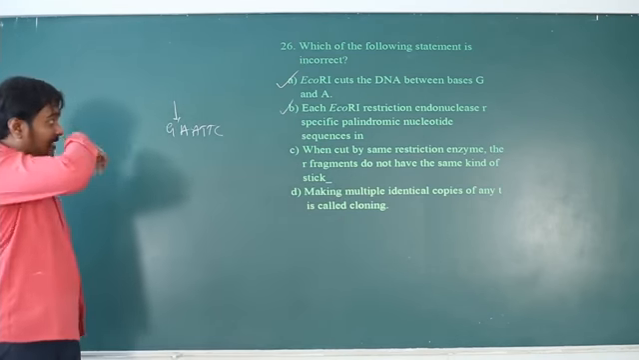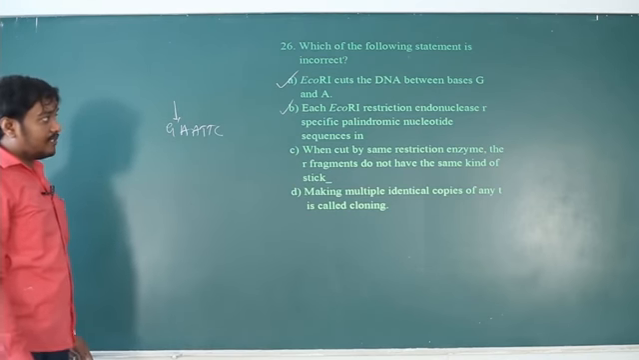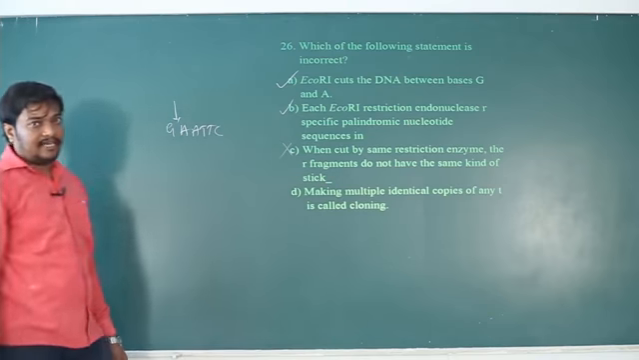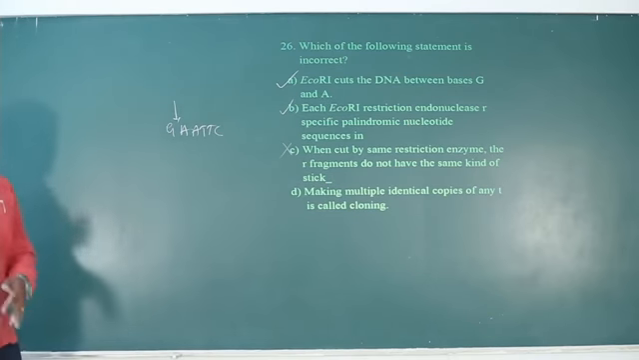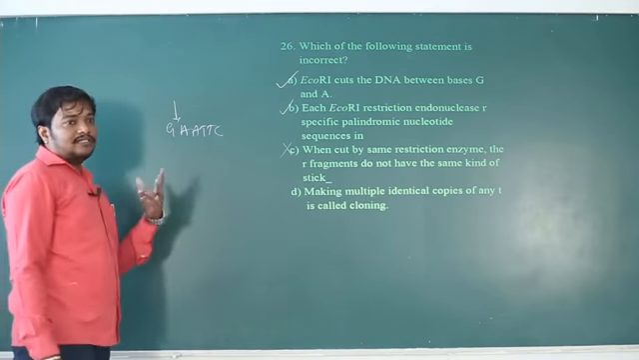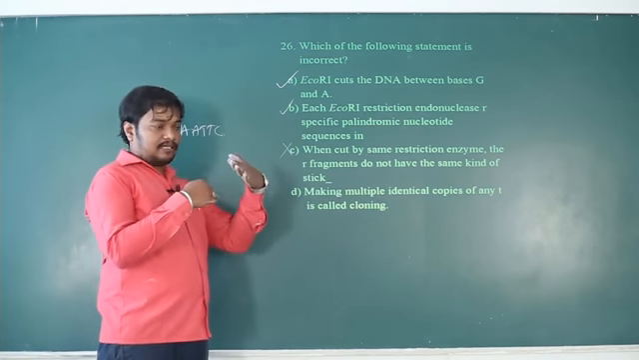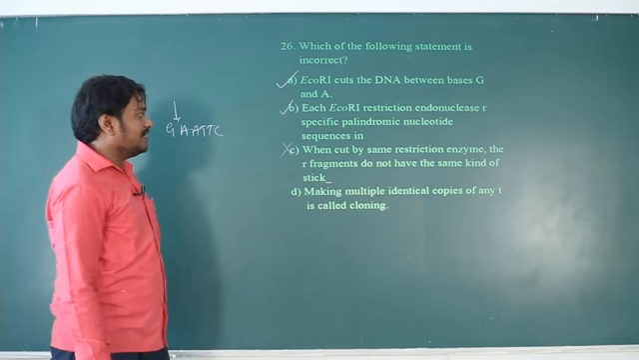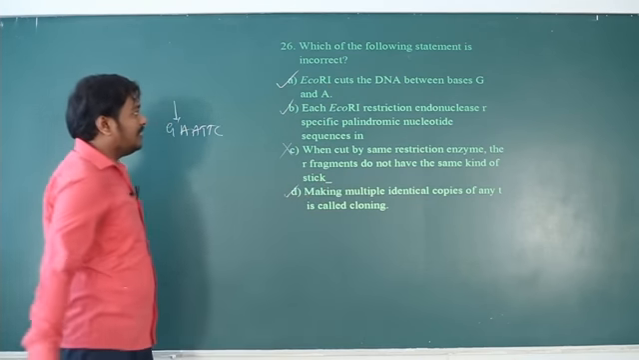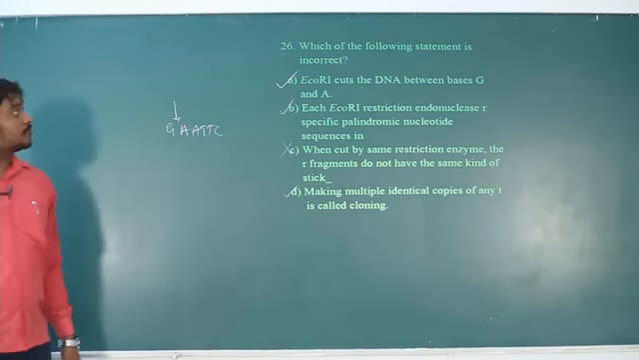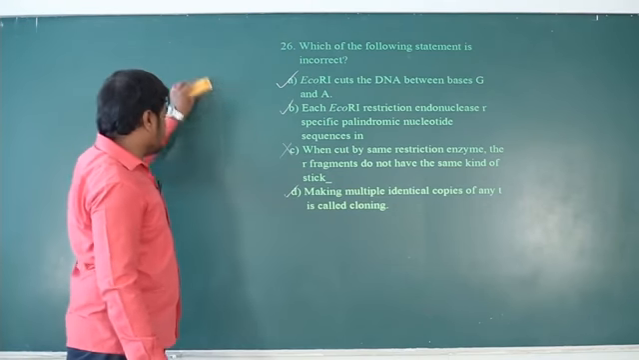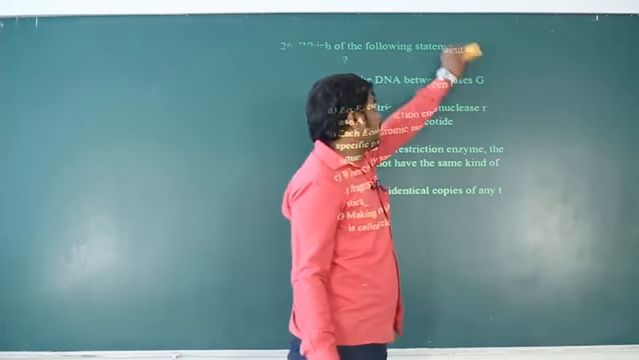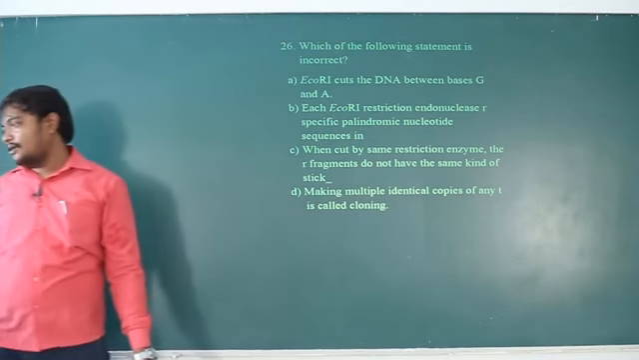That is also right. When cut by the same restriction enzyme, the fragments do not have the same kind of sticky ends. No. When you use the same restriction enzyme to cut the plasmid and the isolated desired DNA, both have the sticky ends. Then only can we join the DNA. Making multiple identical copies of any DNA is called cloning. Yes, it is right. So the incorrect option is this: if you use the same restriction enzyme, it should create the same kind of sticky ends, which should be complementary.